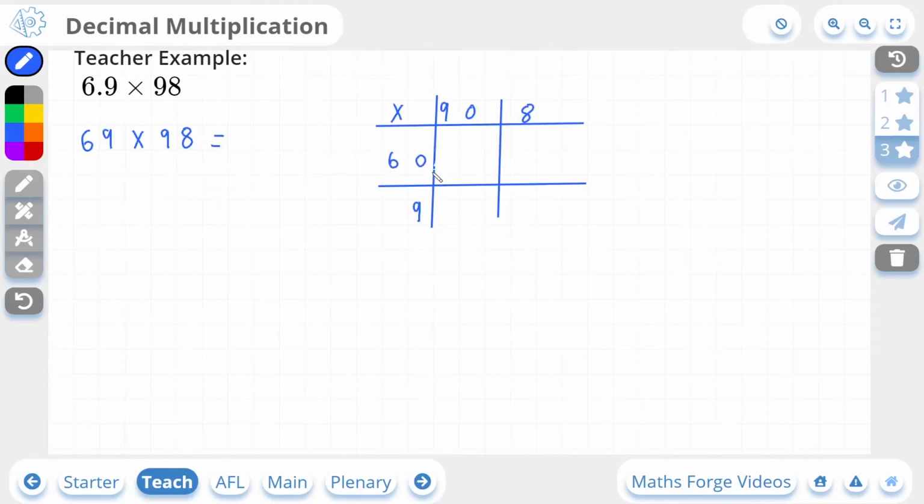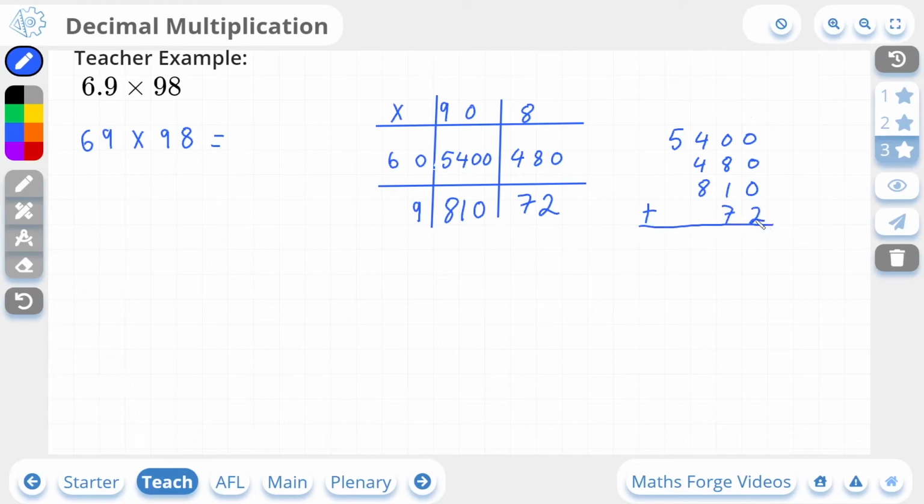Okay, so now let's do this calculation using the box method. So we're going to have 9 times 6, which is 54. And then we have 2 zeros in the question, so 2 zeros in the answer. 8 times 6 is 48. 1 zero in the question, 1 zero in the answer. 9 times 9 is 81. 1 zero in the question, 1 zero in the answer. And 9 times 8 is 72. And now we're going to add all of these up together. So 5,400, 480, 810, 72. And we're going to add these all up together. So let's see what we get.